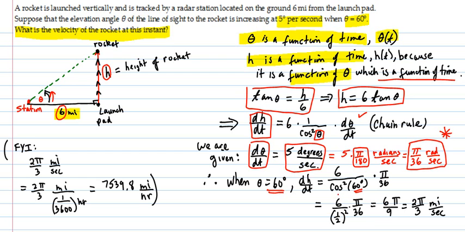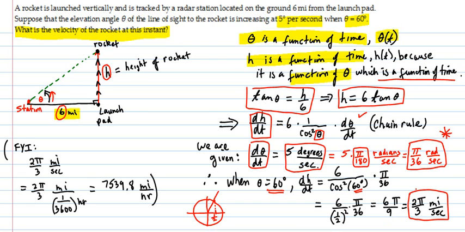Then the cosine of 60 degrees is 1/2, and again that's because if you have your unit circle and you're at 60 degrees, your x is going to be 1/2 right there. So it's 1/2 squared. So you do the algebra on that, and it comes out 2π/3 miles per second.